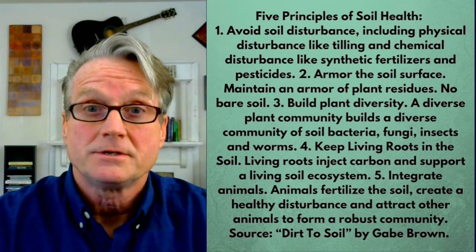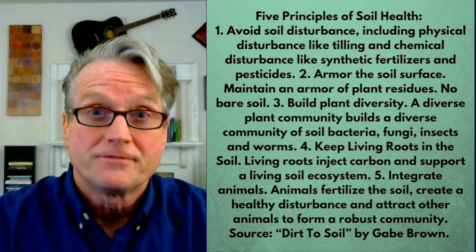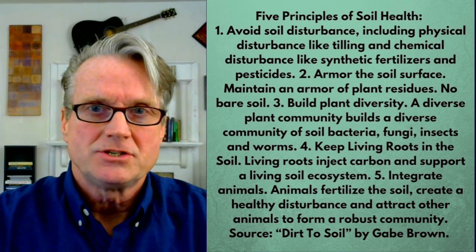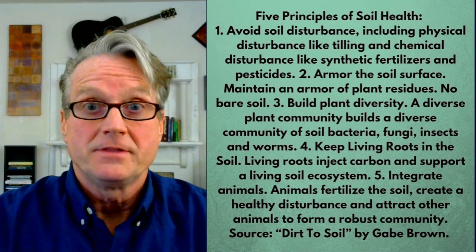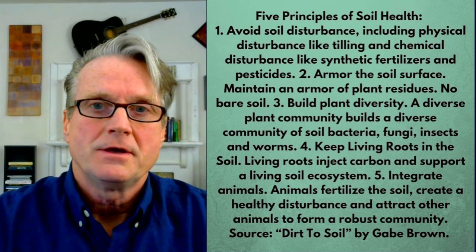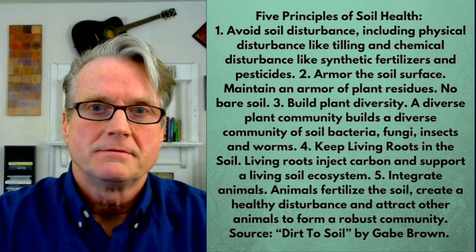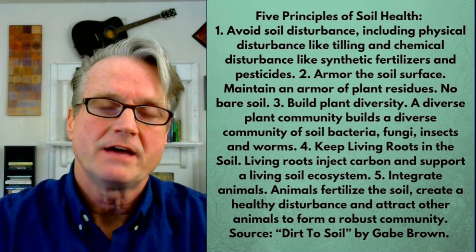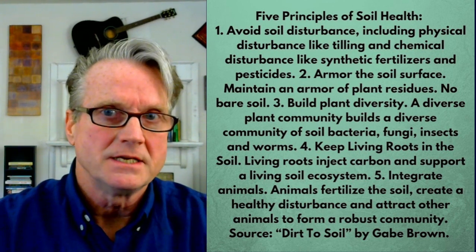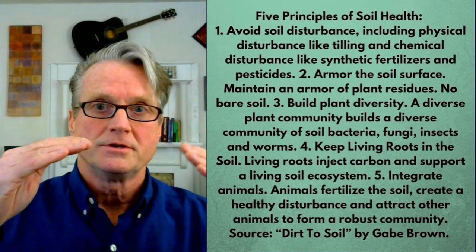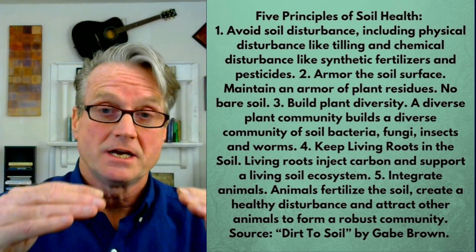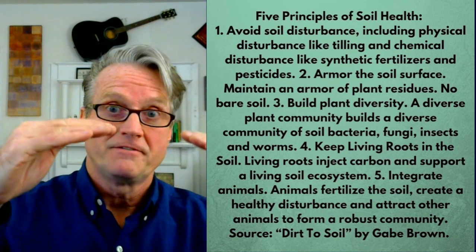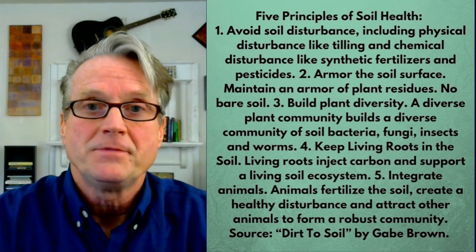Number 3, build plant diversity. Diverse plants are good. Diversity in plants is good. Dr. Christine Jones from Australia talks about the Jena experiments and how they've discovered that what's optimal for building soil carbon is to have a diversity of plant families. A family is a group of genuses or genera. A genus is a group of species. So species, genus, family. At the level of family, try to have diversity.